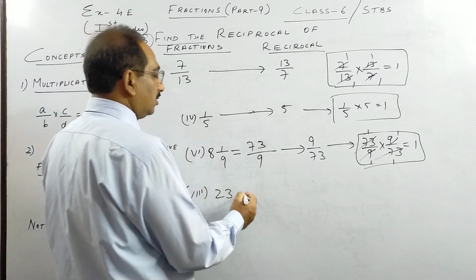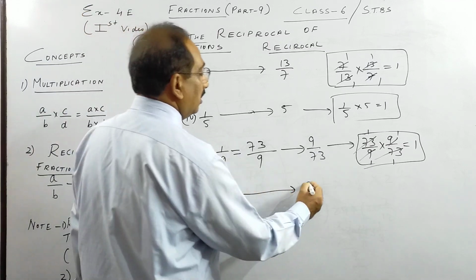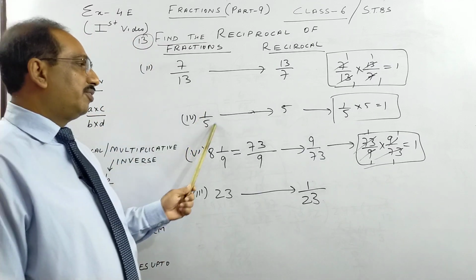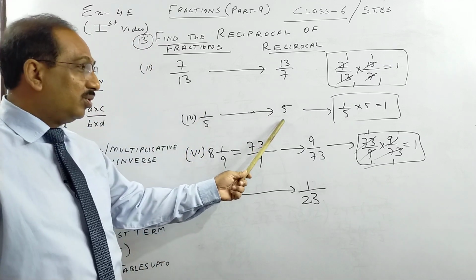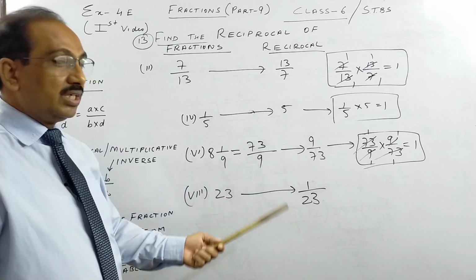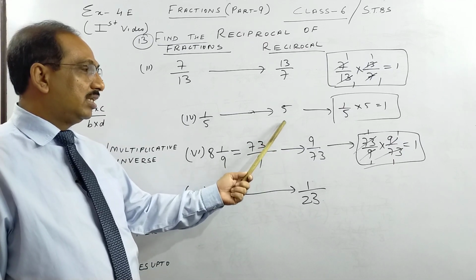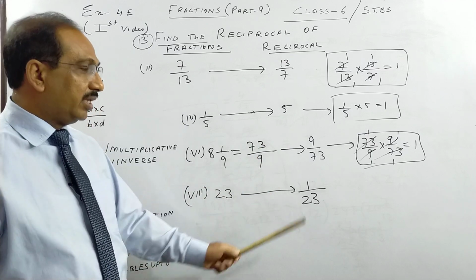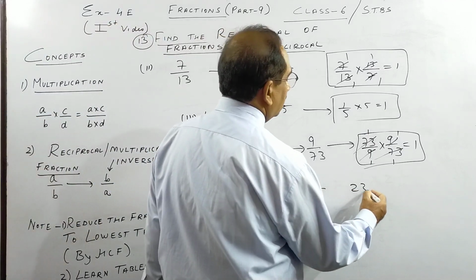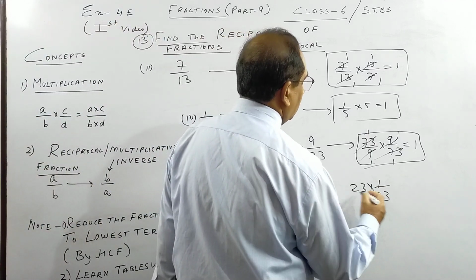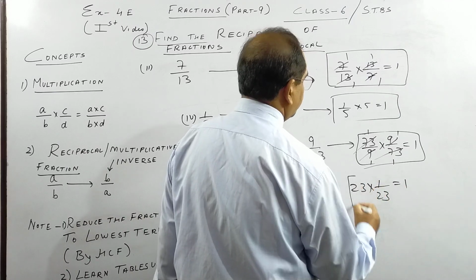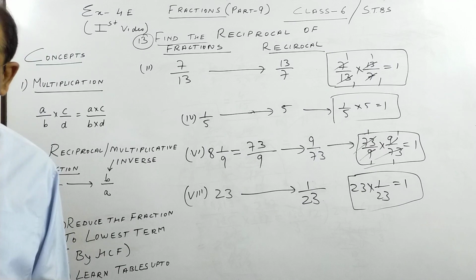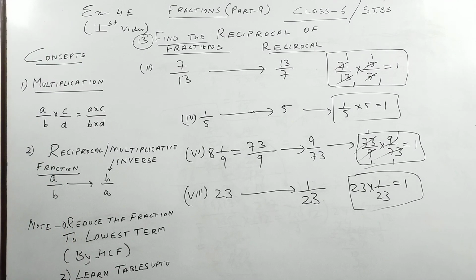And the last, 23, reciprocal will be 1 by 23. See, 1 by 5 becomes 5. Down we don't write 1, children. Down it is understood when any number is there that it's a fraction with denominator 1. 23 is 1 by 23. Why? 23 into 1 by 23 gives you 1. Okay, so this was what we mean by reciprocal.